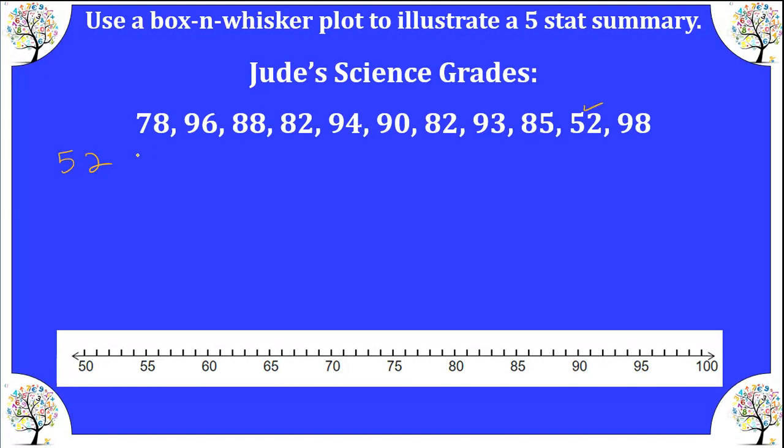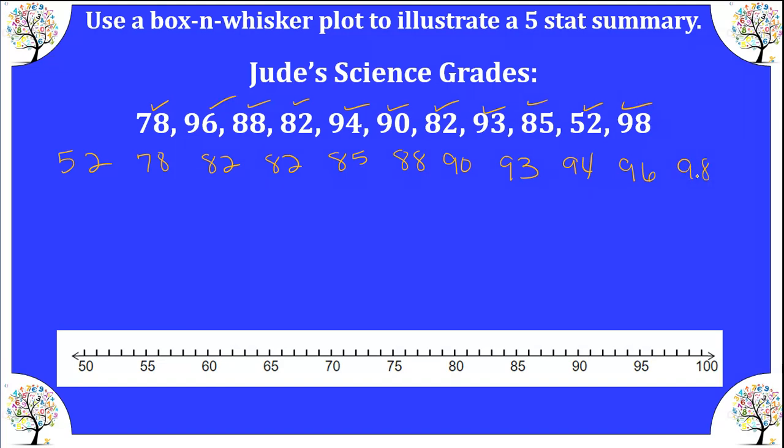We have 52, 78, 82, 82, 85, 88, 90, 93, 94, 96, and 98. So he had grades anywhere from 52 to 98. So that range is pretty large. So he's not very consistent.